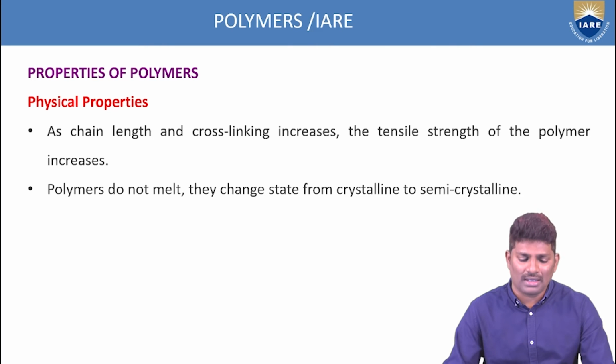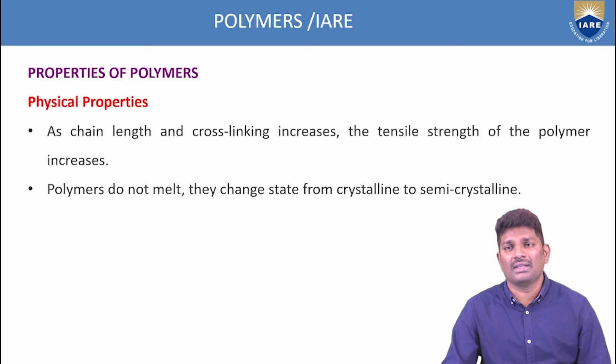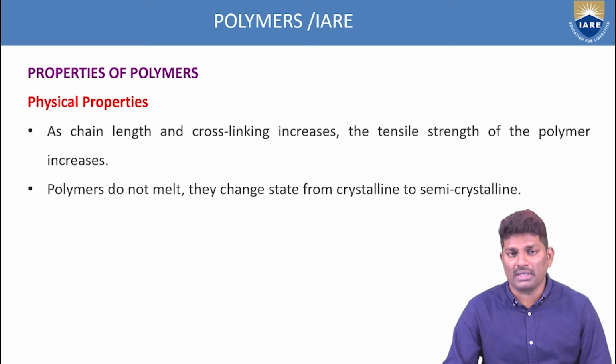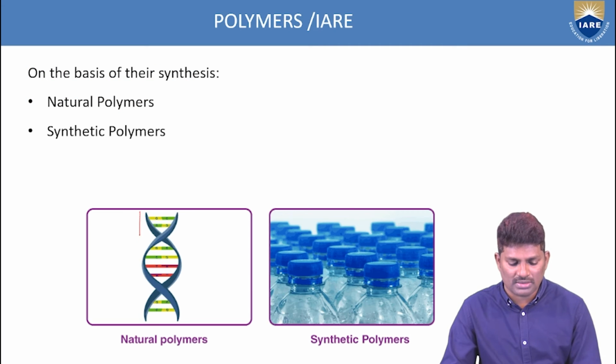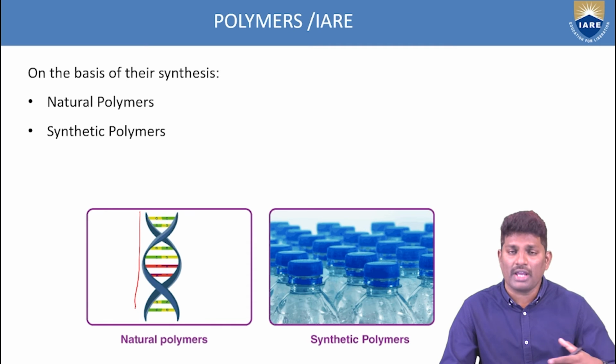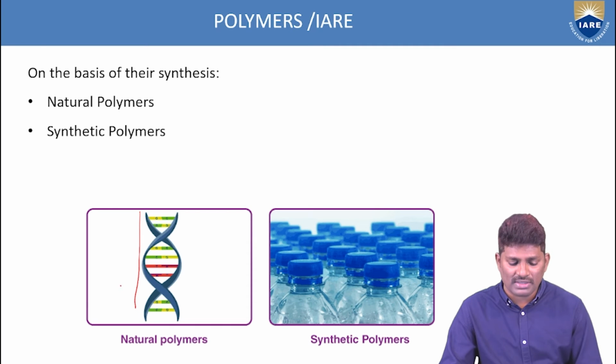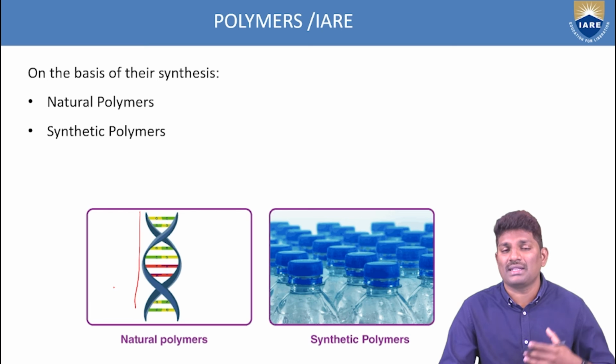Coming to the properties, what are the different types of properties we have? The first one is physical properties. In physical properties, as chain length and cross-linking increase, the tensile strength of the polymer increases. So whatever chain we are seeing here, if you try to increase the length of the chain, the tensile strength of the material increases.